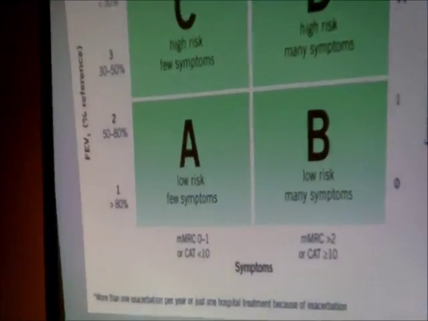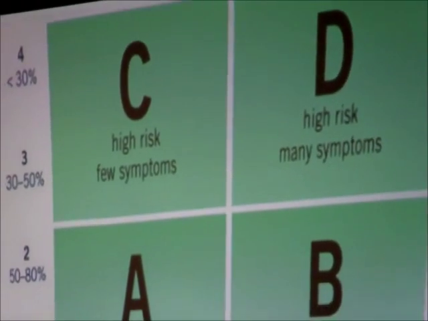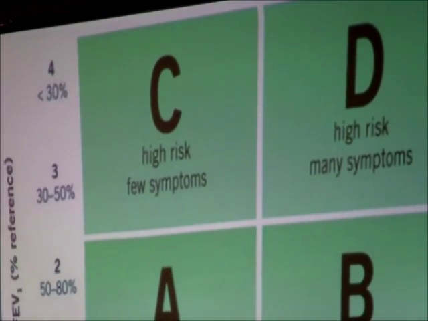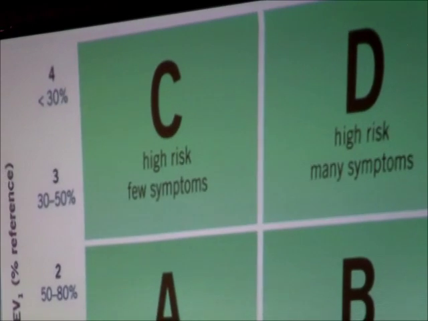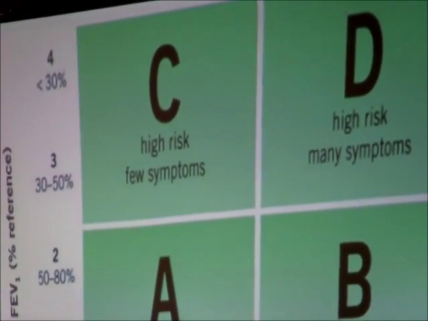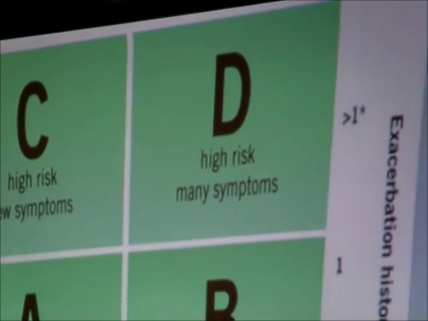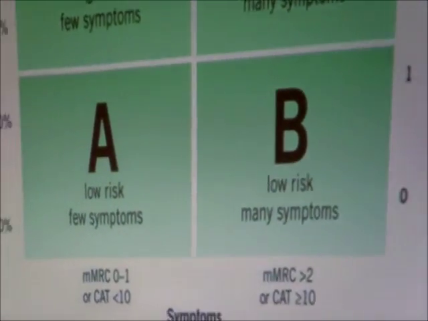So in the C and D category, where most of our individuals are, you have airflow obstruction with the FEV1 less than 50%, all the way to less than 30%. Or you have more than 1 exacerbation per year. If you're in D, you have symptoms of shortness of breath. C, you have few symptoms. And then you can go down to A and B. The B has more symptoms. A has less symptoms. They have less airflow obstruction.